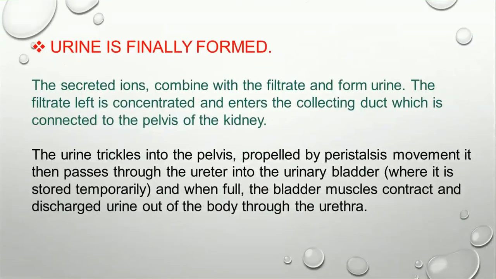Yeah. Now finally, urine is formed. So the secreted ion combined with the filtrate, everything, they form urine. So the filtrate left is concentrated and it enters into the collecting duct, which is connected to the pelvis of the kidney. Now the urine trickles into the pelvis, which is prepared by peristaltic movement. It then passes through the ureter into the urinary bladder. Now we have one bladder, only one bladder. Now in the bladder, the urine is stored temporarily, and when it is full, the bladder's muscle will contract, and so urine is discharged out of the body through the urethra.